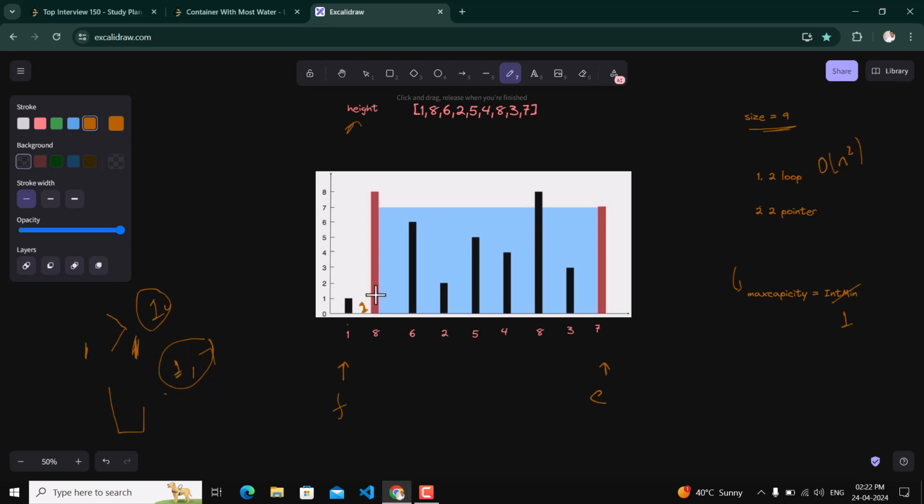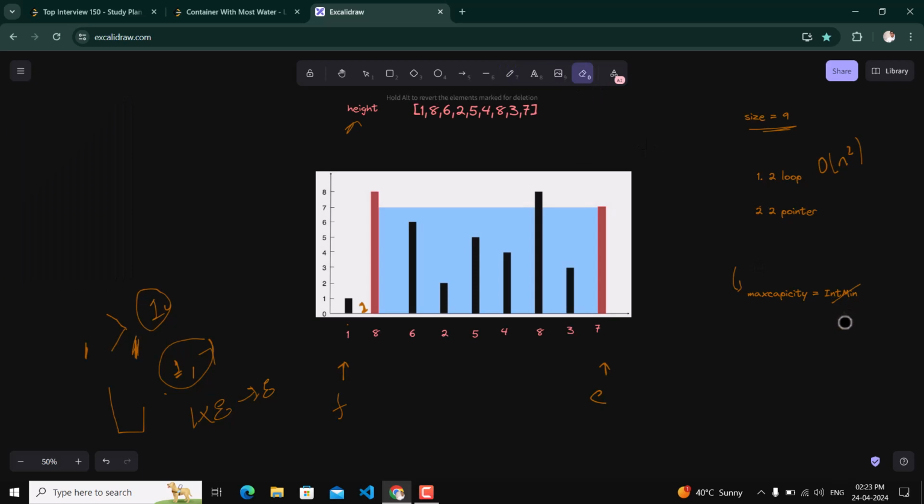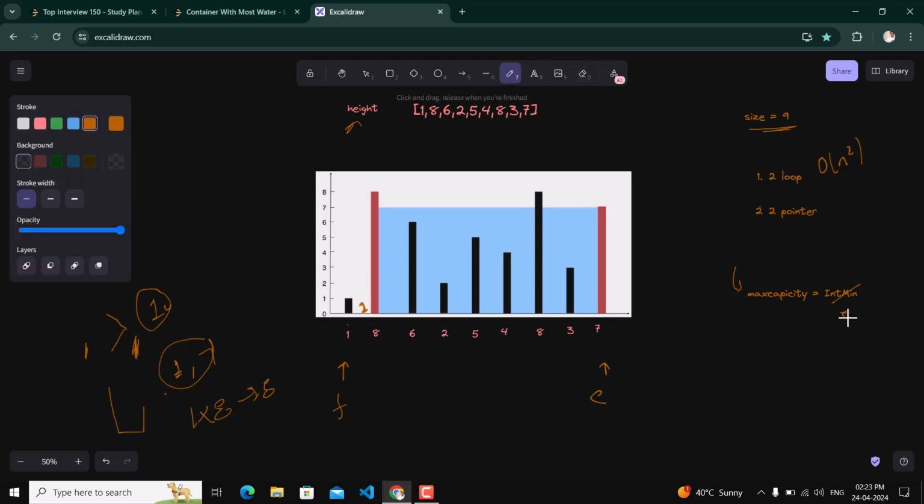Now we have to compute the breadth of this container. Counting 1, 2, 3, 4, 5, 6, 7 and 8, so 1 into 8 gives 8 units of water that can be stored. Maximum capacity had int min, and now it will have 8. So for now the maximum capacity of water that this can store is 8.